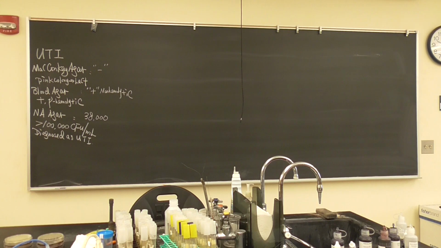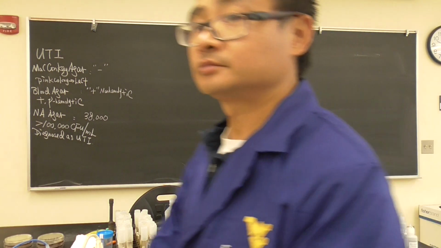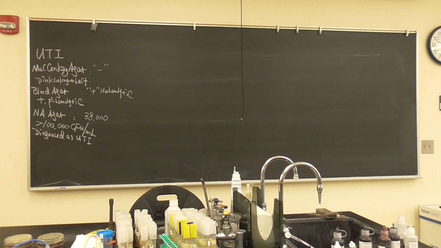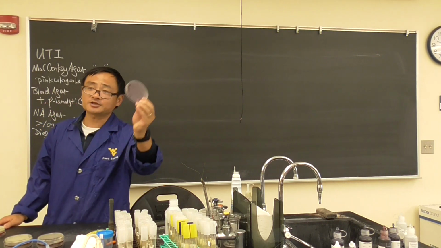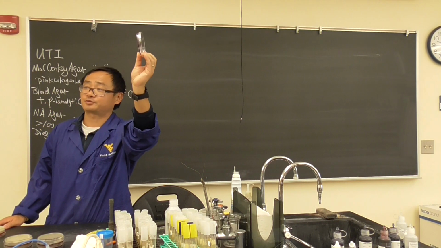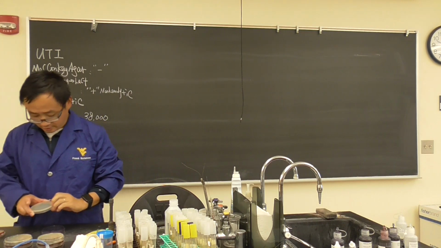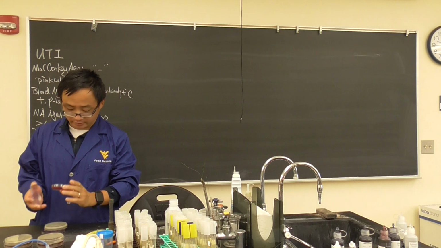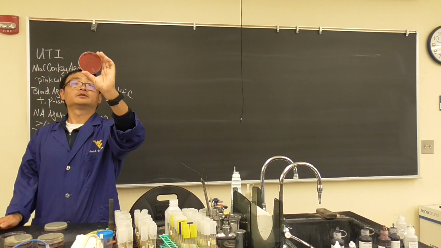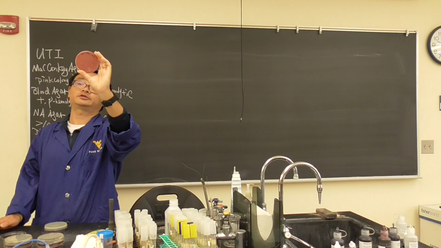Who else has a sample? Let's see what it looks like. Well, that looks good. Uh-oh. So let's see this patient. Nothing happens on the MacConkey agar. That looks pretty good, not E. coli. Well, if you look at the blood agar, you actually see some alpha hemolytic there.